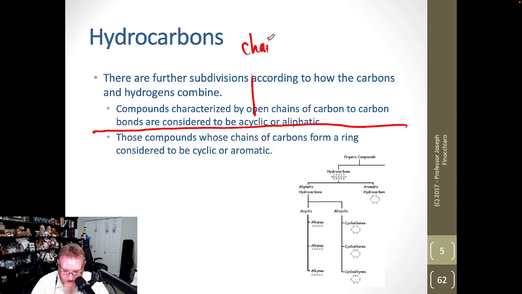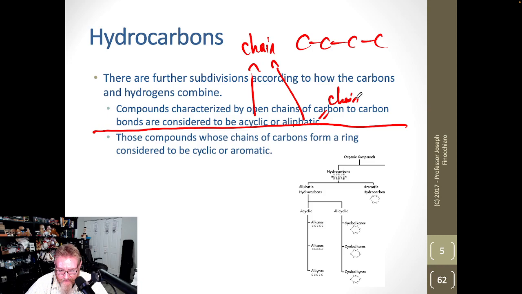Acyclic means chain. Aliphatic means chain. All your hydrocarbons are going to do something like that. So if you see aliphatic, all that means is the word chain. And if while you're studying, you see the word aliphatic in your notes, write chain until your brain recognizes that as a chain. It's a very important thing.